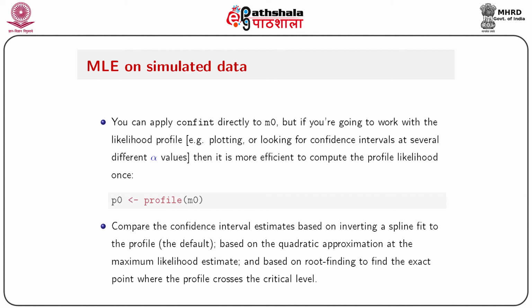You can apply confint directly to m0, but if you are going to work with the likelihood profile, for example plotting or looking for confidence intervals at several different alpha values, then it is more efficient to compute the profile likelihood once. So p0 equals profile of m0, that will give the profile likelihood, and compare the confidence interval estimates based on inverting a spline fit to the profile, based on the quadratic approximation at the maximum likelihood estimate, and based on root finding to find the exact point where the profile crosses the critical level.